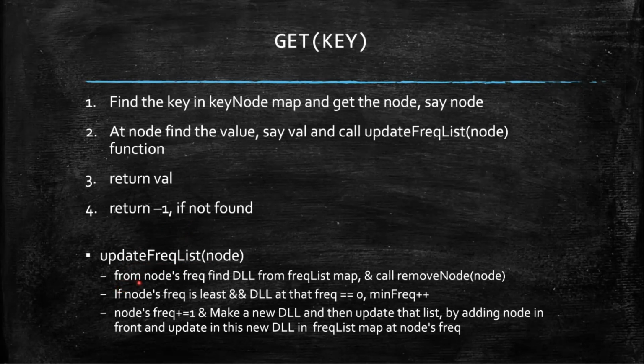So in the process of updating that frequency, I have listed some steps there. From the node's frequency, I will store the node's frequency in my class of the node, and then I will find the doubly linked list from the frequency list and call that remove node.